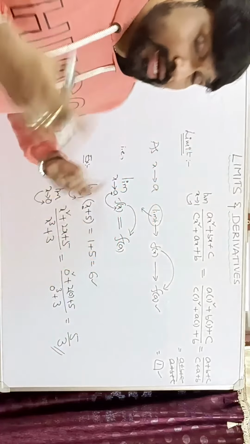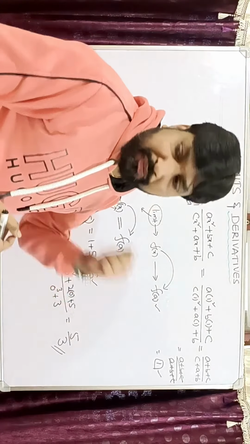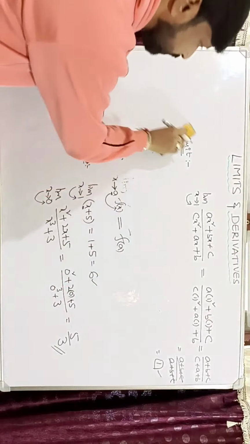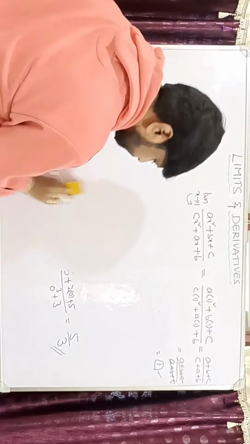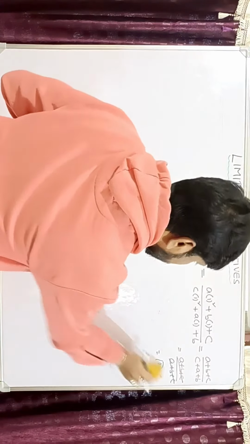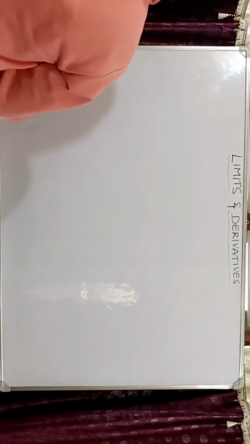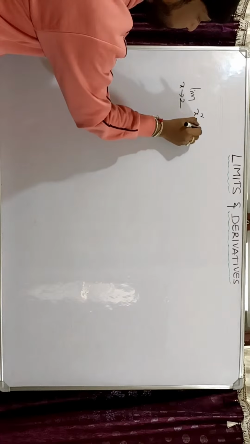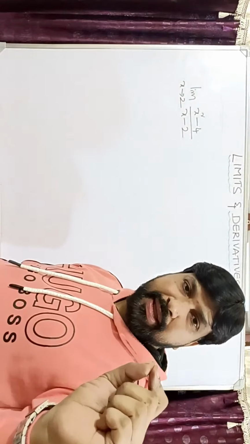So now, what about the other kind of questions? If other kinds of questions come, then how are you going to solve the sum? We need to check it. So I want to give an example to you. For example, limit x tends to 2, x square minus 4 by x minus 2. Listen carefully to this question: limit x tends to 2, x square minus 4 by x minus 2.